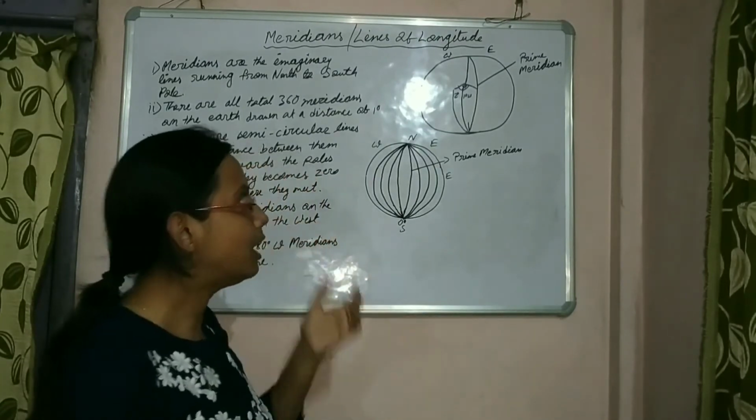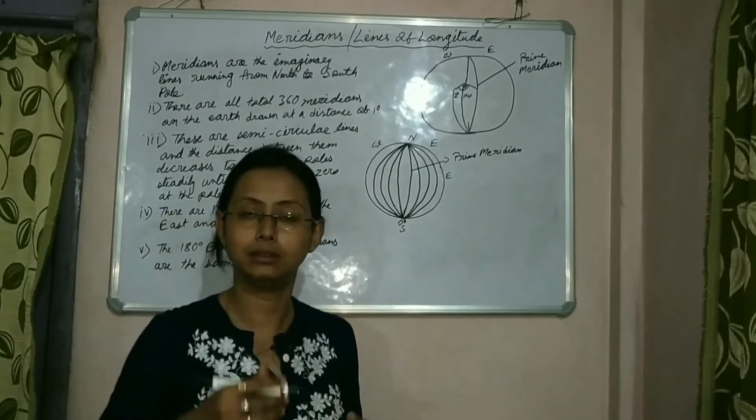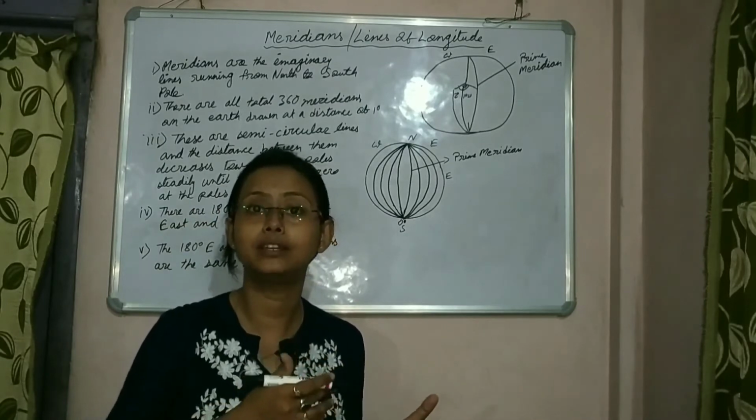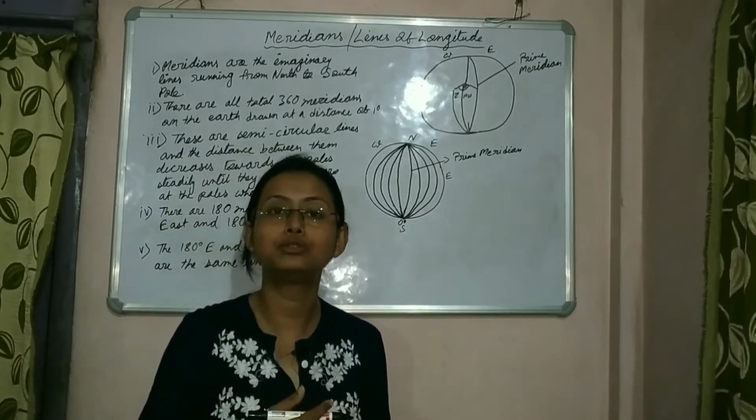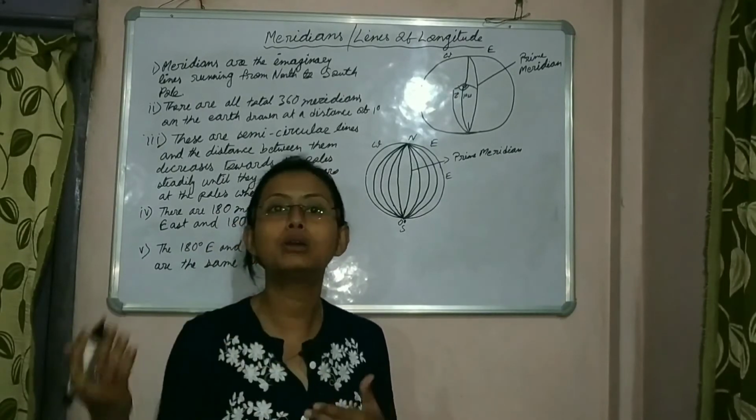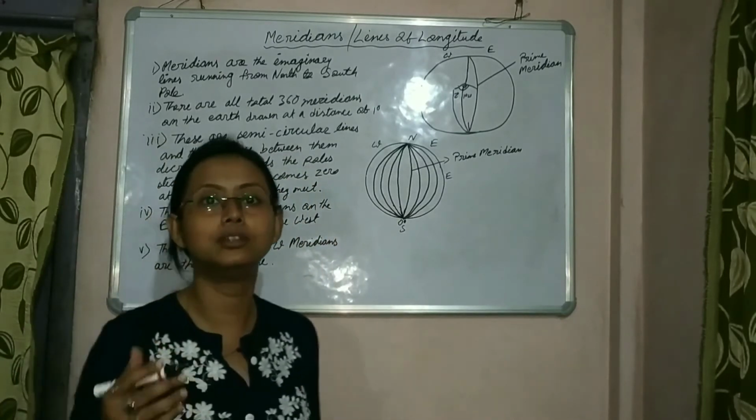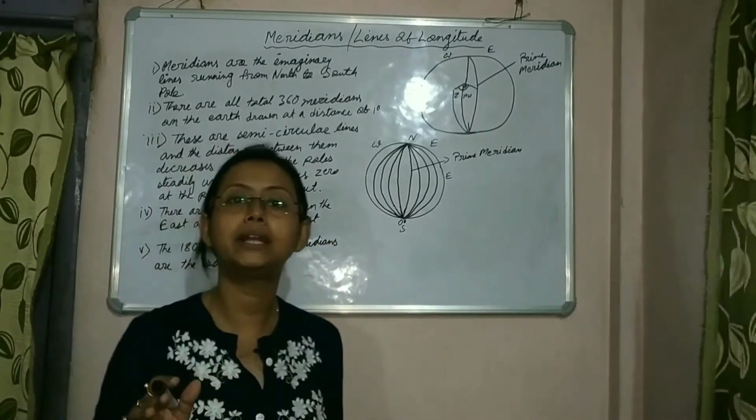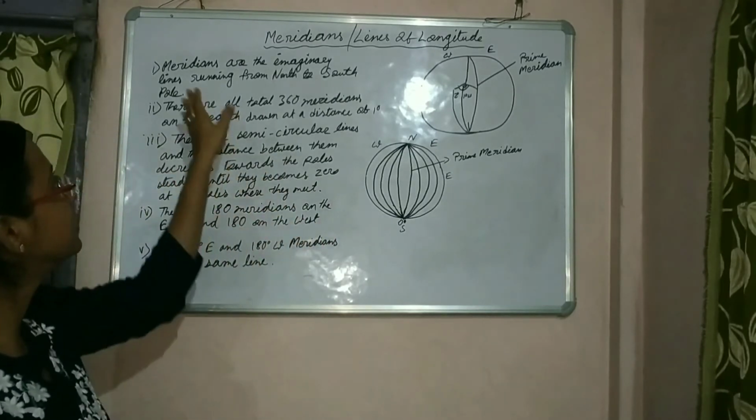Now, we know about the parallels: why are the lines of latitude called parallel lines? Because all the lines of latitude have been drawn parallel to the equator, so they maintain the same distance throughout their journey. But in the case of meridians, the scenario is different. The meridians do not maintain the same distance throughout their journey.